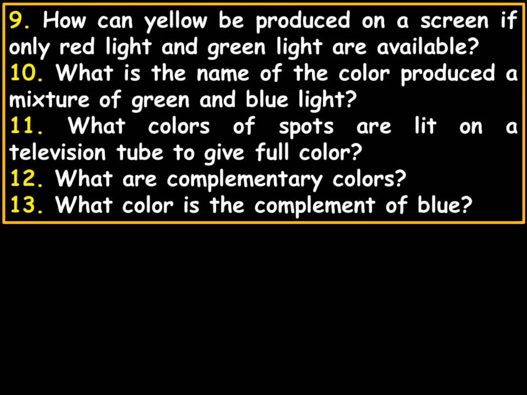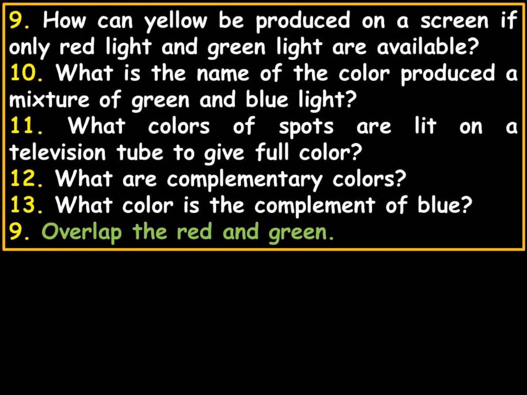How can yellow be produced on a screen if only red light and green light are available? Well, that's very basic. You overlap the red and green regions. Red and green light actually make yellow.